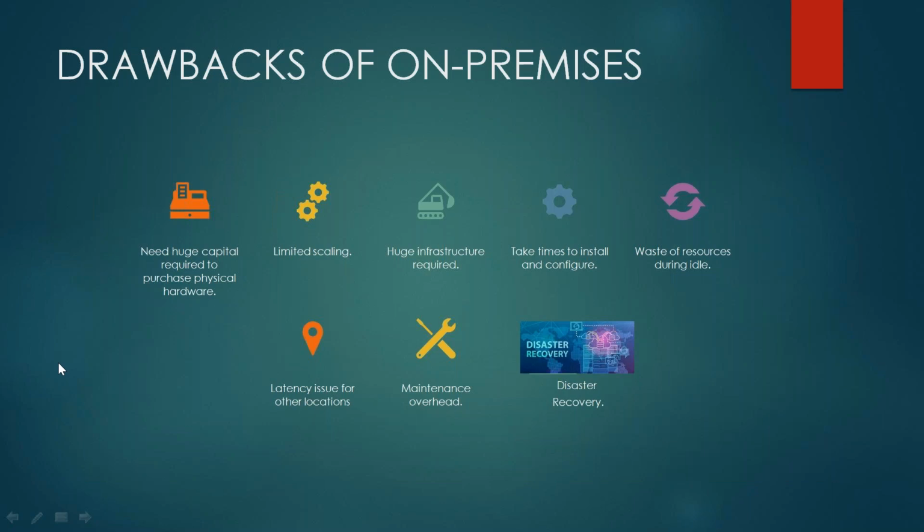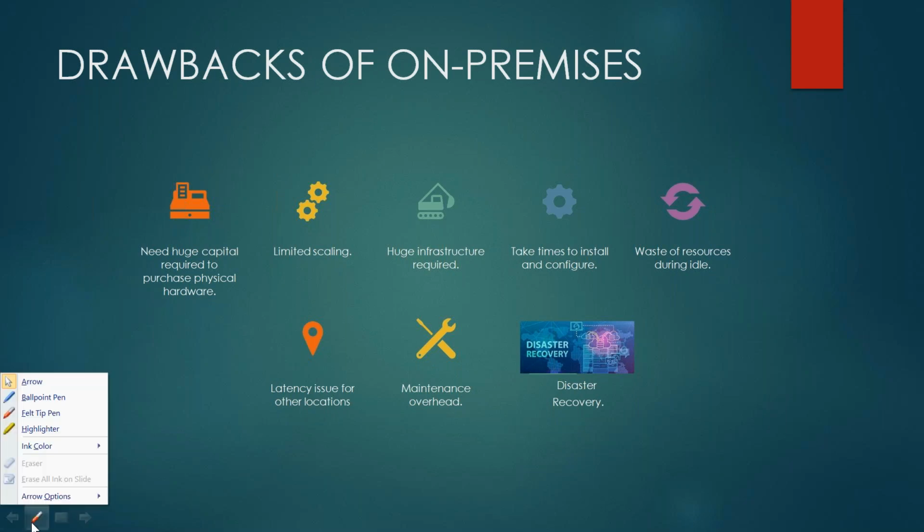Now, the drawbacks of on-prem. You know what on-prem is and what cloud is. So in this case, what are the drawbacks of on-prem? Yes, you need capital to purchase physical hardware. So you need to invest more money to purchase physical hardware. Limited scaling also will be available.